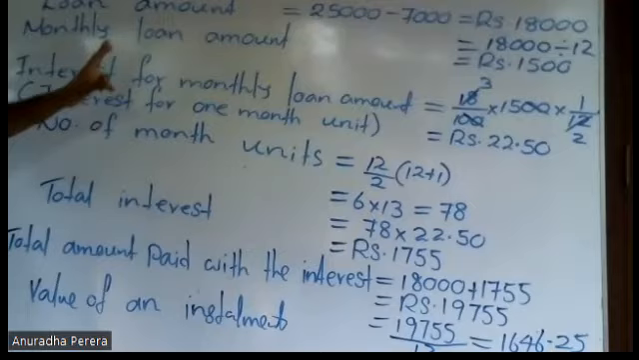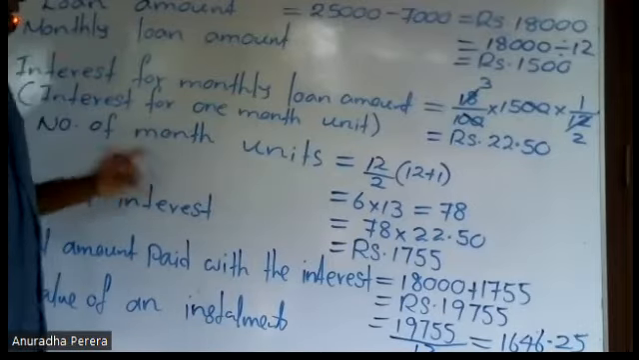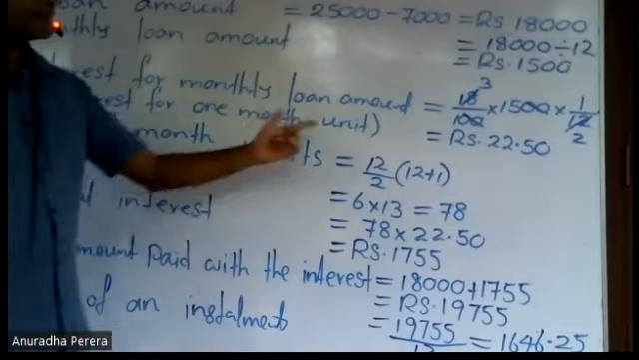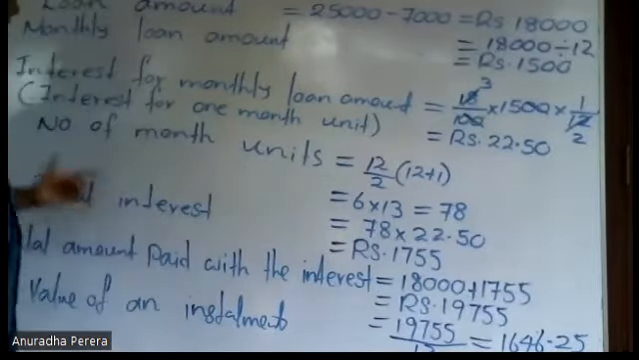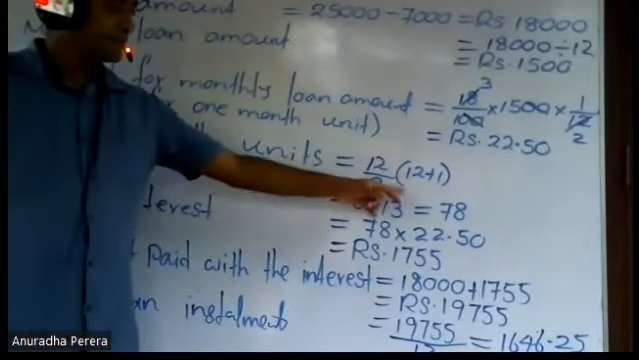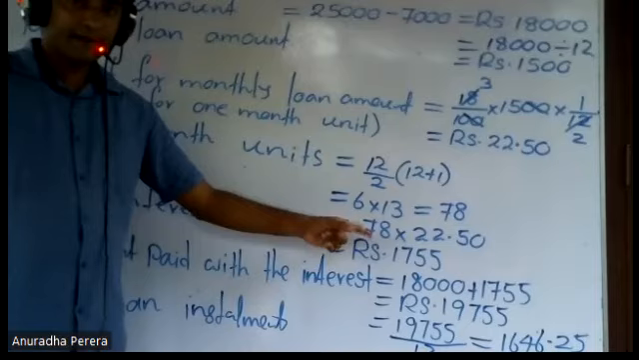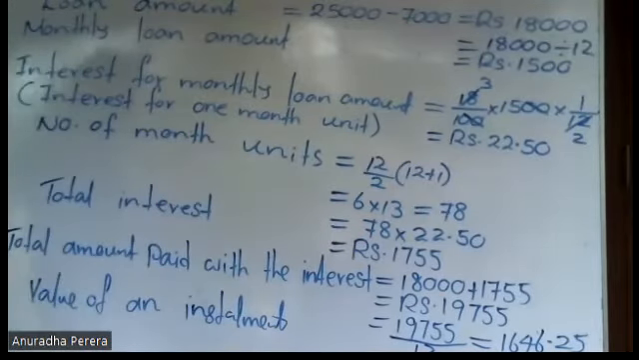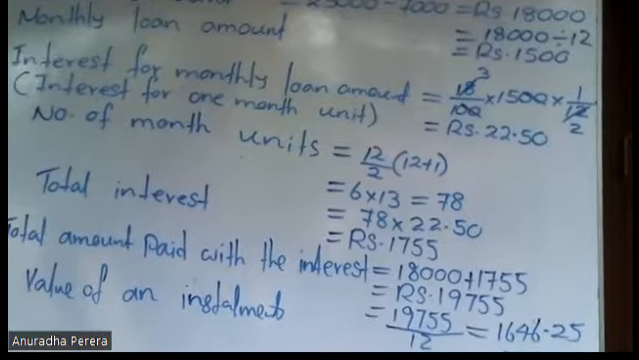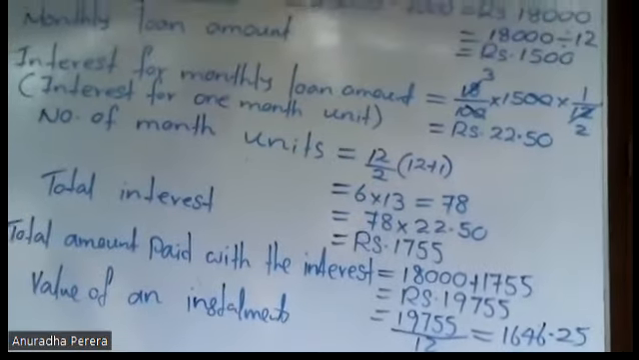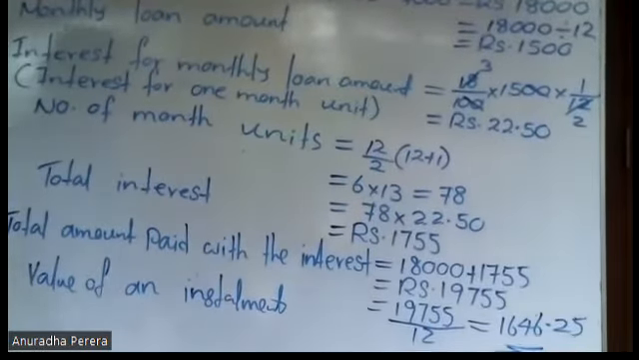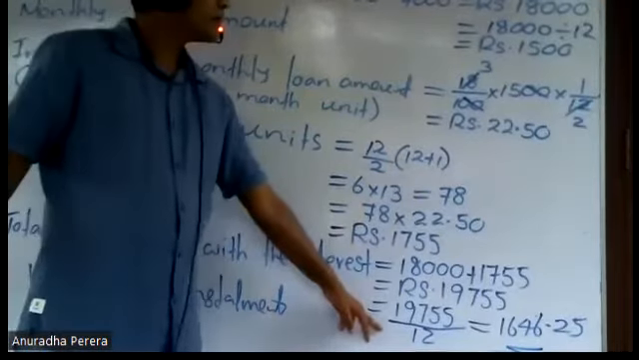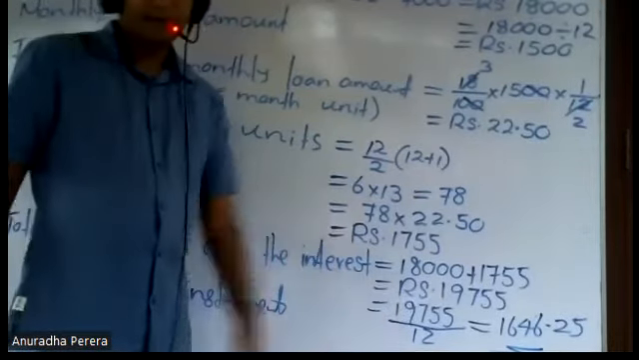Then interest for monthly loan amount, in other words, interest for 1 month unit. Then number of month units. Take the product of number of month units and interest for 1 month unit. You can determine total interest. Add the total interest and the loan amount. You can determine amount paid with interest and divide it by number of installments. You can determine value of an installment.